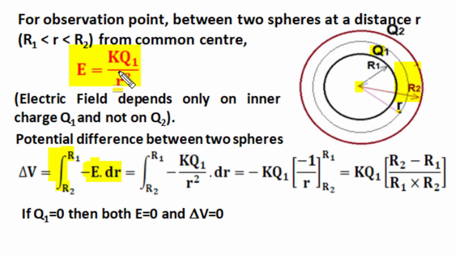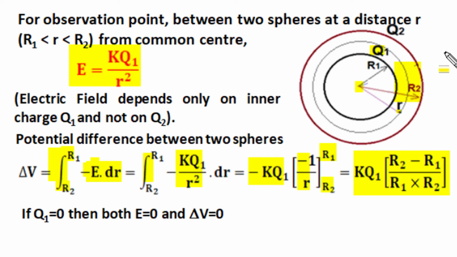Now in place of electric field intensity we can write K Q1 upon r square. Minus K Q1 will come out of the integration. One over r square has the integration formula minus 1 by r, with limits starting at a distance r2 from the center to the distance of the inner sphere having radius r1. Now this minus minus becomes plus, and when we take limits, the potential difference between the two spheres comes as K Q1 times (r2 minus r1) divided by the product of r1 r2. This relation clearly indicates that the potential difference depends only on the charge of the inner sphere, and in this potential difference calculation the charge of the outer sphere has no concern, as this electric field in between the two spheres is produced by the charge of only the inner sphere.